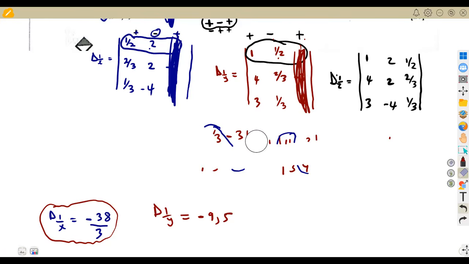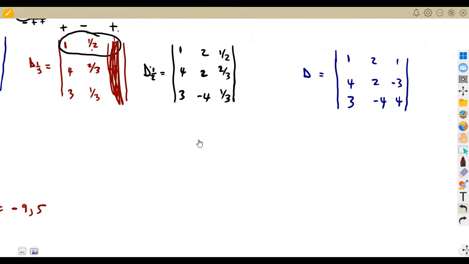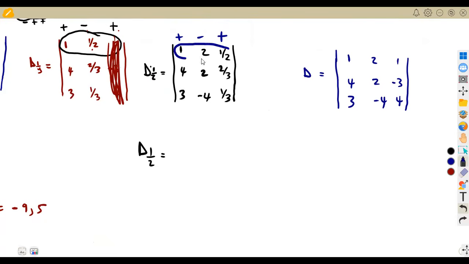Okay, we do the same thing for z. For 1 over z here, you're going to do the same thing. The determinant with respect to 1 over z, that's going to be again plus, minus, plus. Okay, so this is going to be plus. So I'm going to take the first row here. All right, so that will be a plus 1, a plus 1 into the determinant.